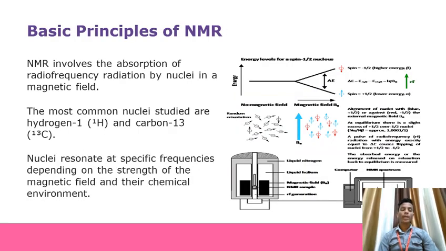Basic principle of NMR. NMR involves the absorption of radio frequency radiation by nuclei in a magnetic field. The most common nuclei studied are hydrogen-1 (1H) and carbon-13 (13C). Nuclei resonate at specific frequencies depending on the strength of the magnetic field and their chemical environment.